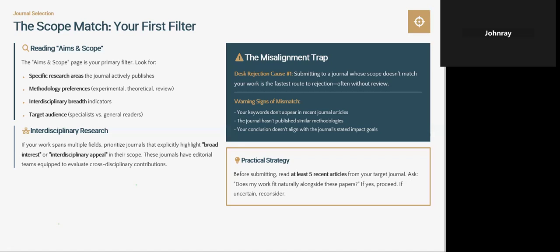So you go in there, read their scope, and filter all the journals that may suit your scope. You must be specific. What specific research area does this journal focus on? You go to their research, you go to their aim.